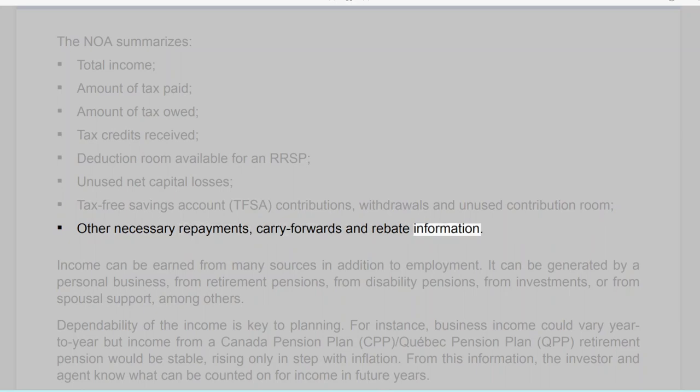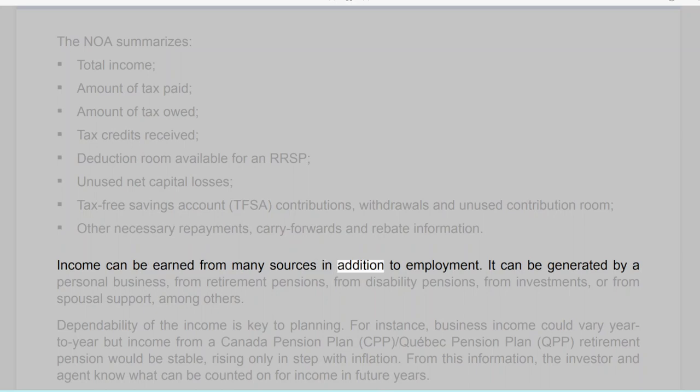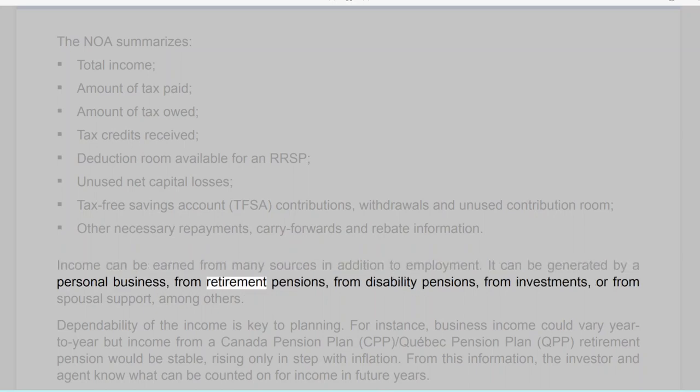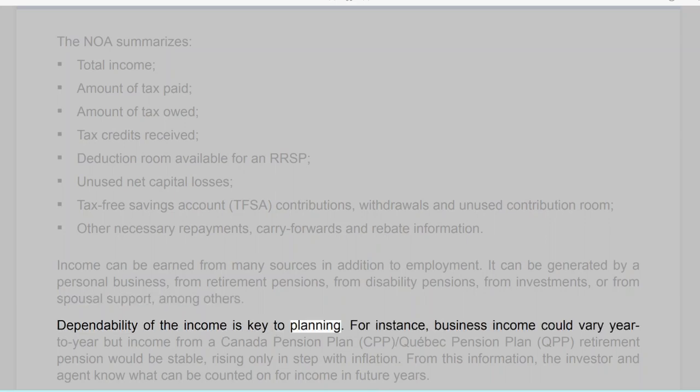Income can be earned from many sources in addition to employment. It can be generated by a personal business, from retirement pensions, from disability pensions, from investments, or from spousal support, among others. Dependability of the income is key to planning.